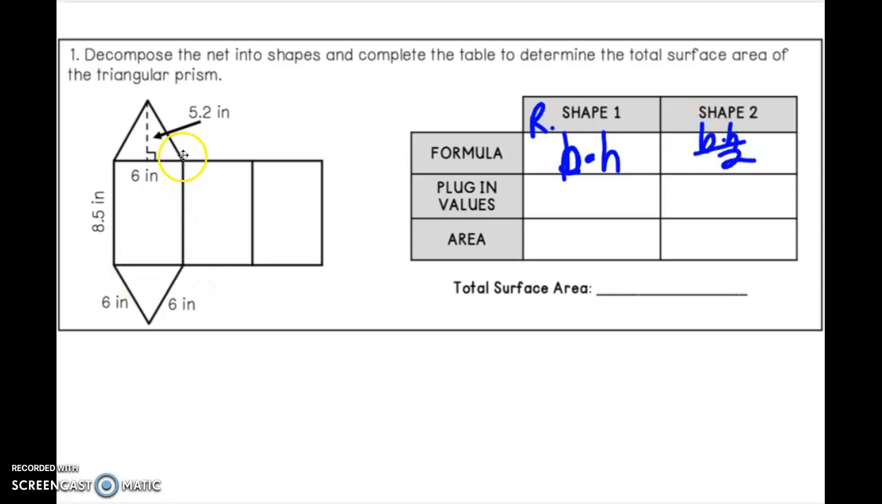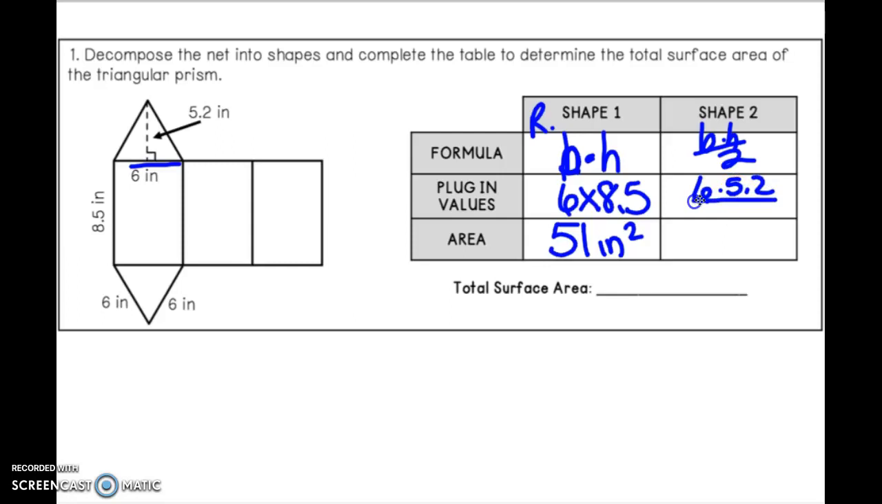So base times height, these are 6 by 8.5, because here's the long side. These are the rectangles. And the area of the second one, if we multiply that out, we get 51 inches squared. And for the bases, we have a 6 by 5.2, 6 times 5.2. We're going to divide that by 2. And when we do that, it equals 15.6.